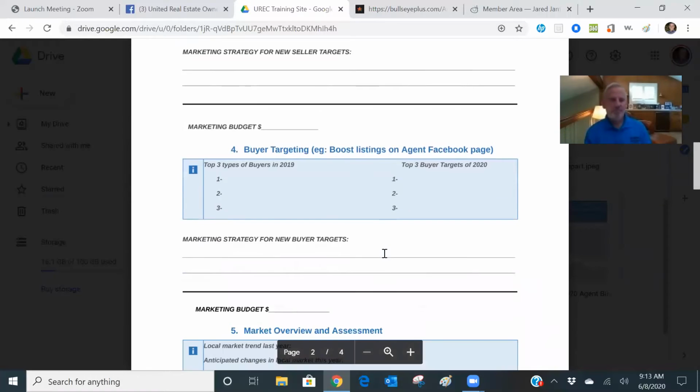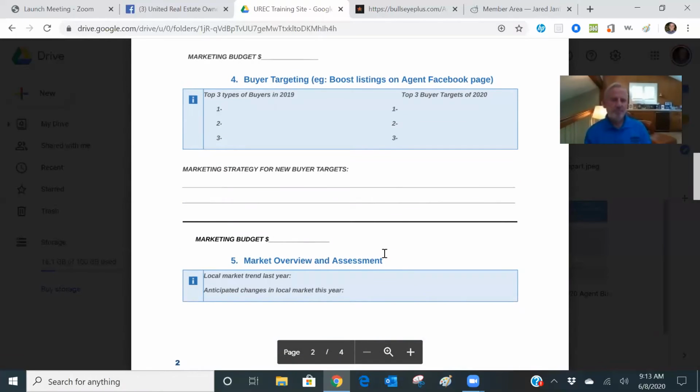And moving down to your buyer target, what are you going to do to generate some buyer leads? As you agents know, we have OpCity. I've closed 3 OpCity transactions. Ray has closed 2. There is success there. You just got to keep working them.